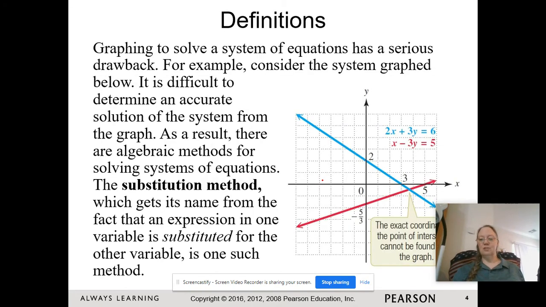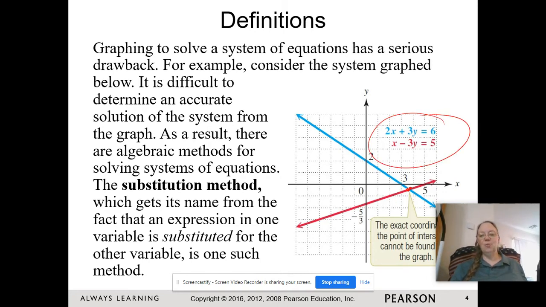So this first slide shows us an example of when solving by graphing is really not a good idea. Assuming that we are really good graphers and we love to graph, solving by graphing this particular system right here, still not a good idea. Because look where these two points intersect. They do not intersect at a nice cross section. They intersect in between.